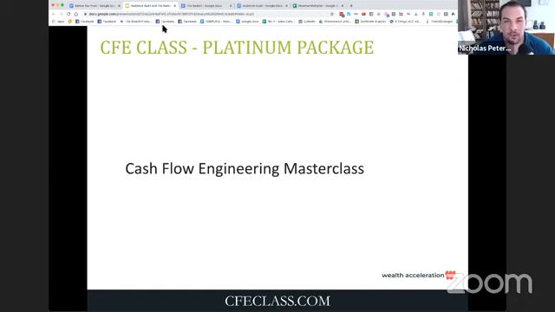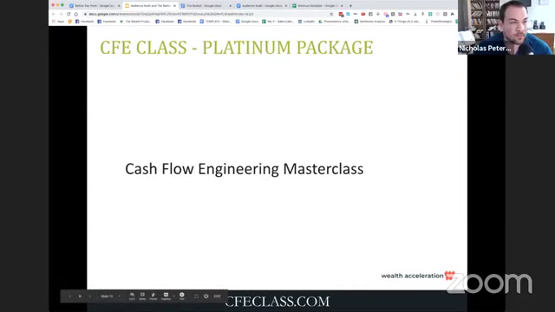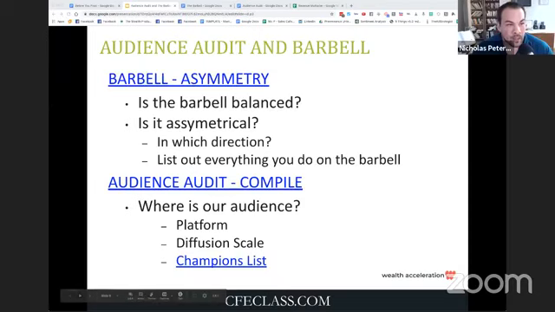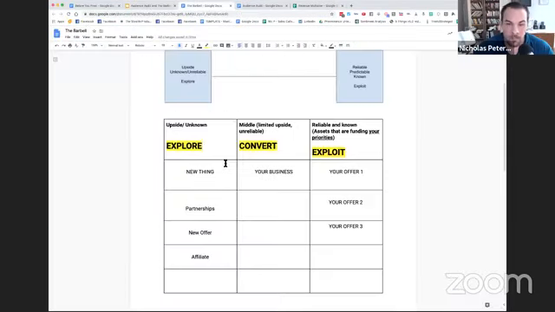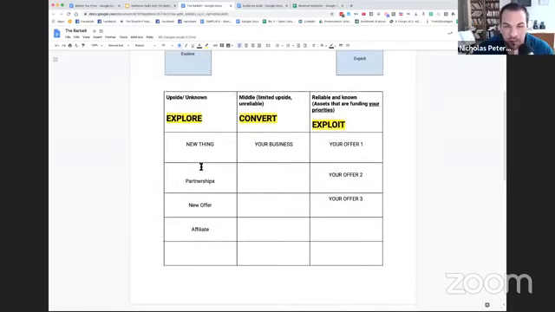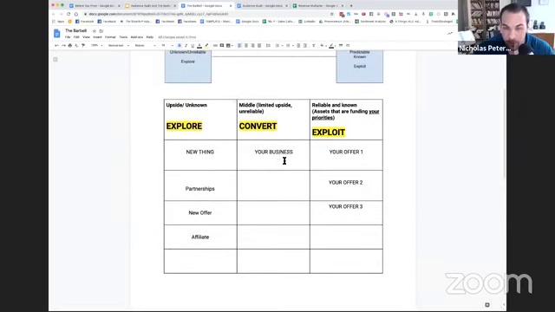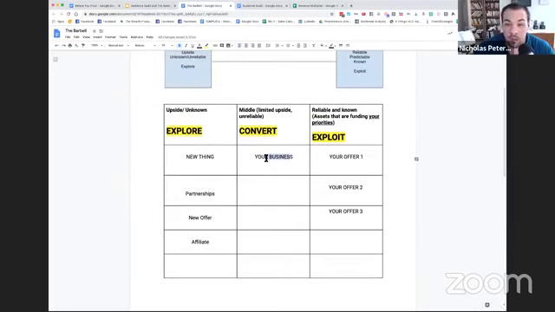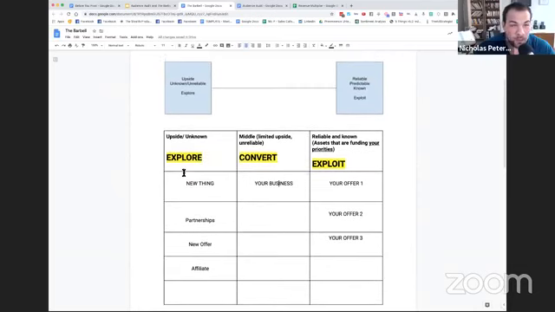Well, second thing we're going to hit here is the audience audit. Once we go through our barbell here and we have this sorted out, we have all the things that have upside, all the things that maybe are sitting in the middle that need to be converted or eliminated. A lot of these things in the middle may just need to get eliminated. They may not be able to be made reliable. They may not serve our priorities, and there may not be enough upside to justify. So we also have to explore that, and there's a lot of how to do that in the Cash Flow Engineering Masterclass.